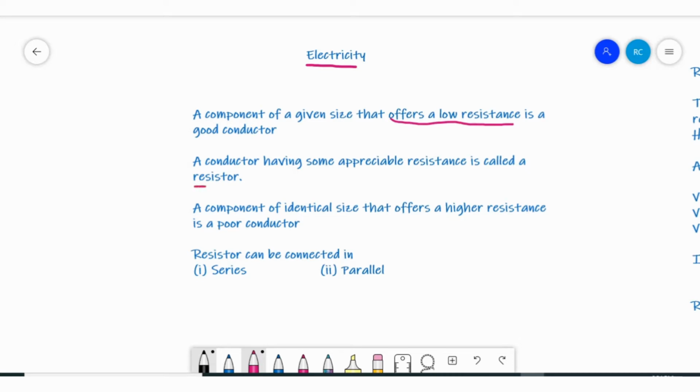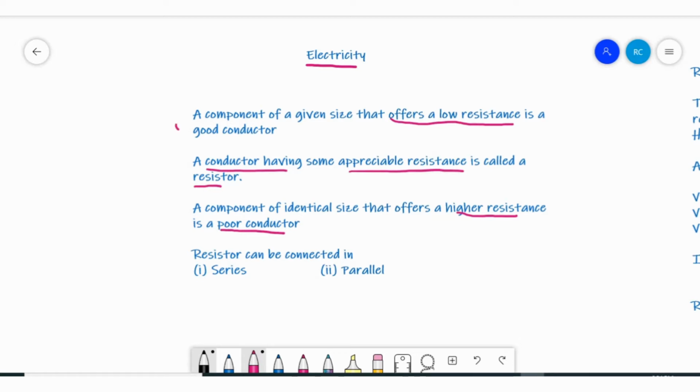Then what is a resistor? A resistor means a conductor having some appreciable resistance. Now, what is a poor conductor? A poor conductor means a component of identical size that offers a higher resistance. So here the resistance will be very high, so it can be called a poor conductor.